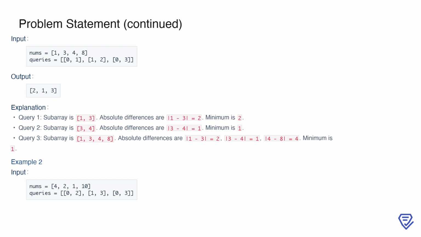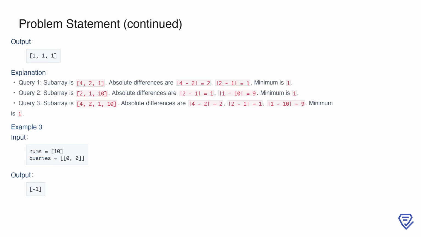For the third query, the subarray is [1, 3, 4, 8]. The absolute differences between consecutive elements are |1 - 3| = 2, |3 - 4| = 1, and |4 - 8| = 4. The minimum among these is 1, so the result for this query is also 1. The output for this example is [2, 1, 1].